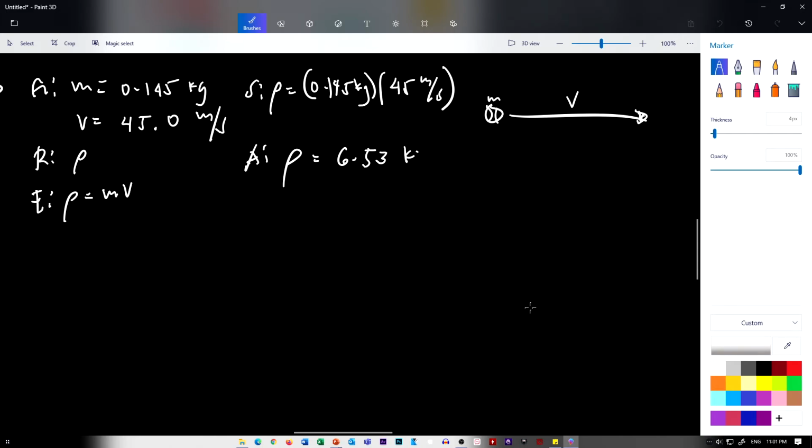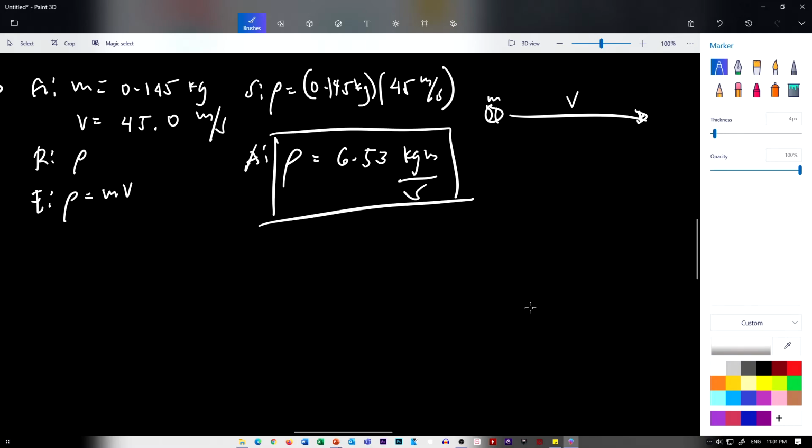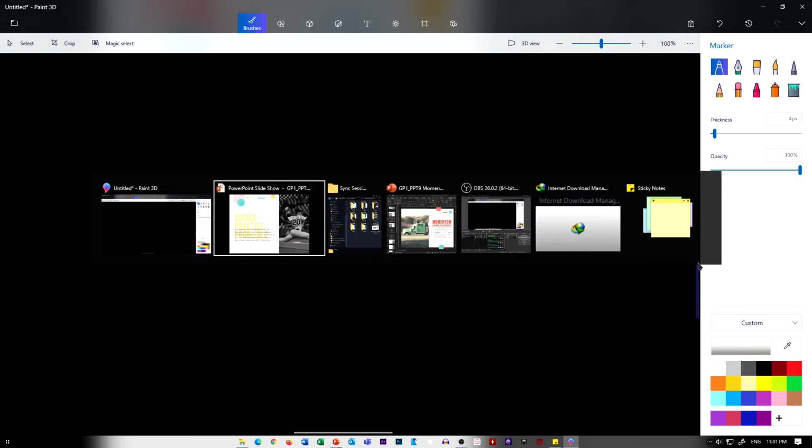Our unit is of course kilogram meter per second. So that's easy, no? Okay, let's try to answer the last one. I think this will give you a bit of a challenge.